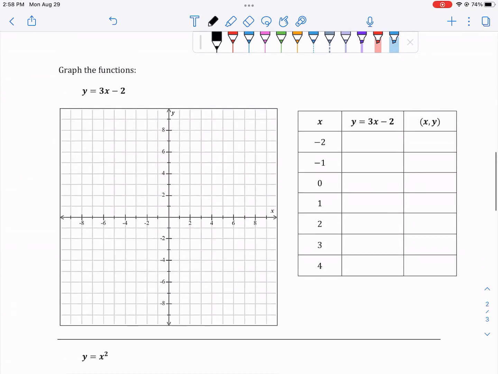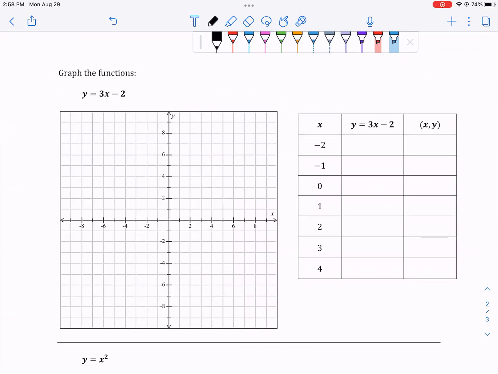So we're going to do two different examples where we plot points and then draw the graph of the two-variable equation. The two-variable equation that we're looking at first is y equals 3x minus 2. This is probably something you've done before, where you take x values, you plug them into a y equals equation, and then you have an x and a y and a coordinate point.